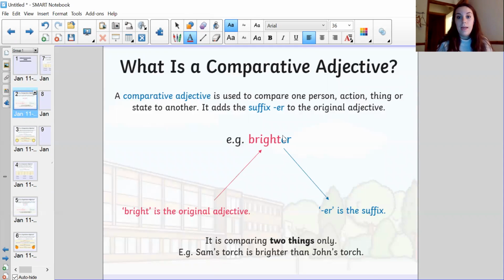So, for example, in this adjective, we have bright, that is the original adjective, it's describing how something looks. And then the -er is added on to make it brighter. It's brighter. It's comparing two things. Sam's torch is brighter than John's torch. It's telling you that Sam's torch might be bright, but John's is even more bright. It adds the emphasis on it being even more.